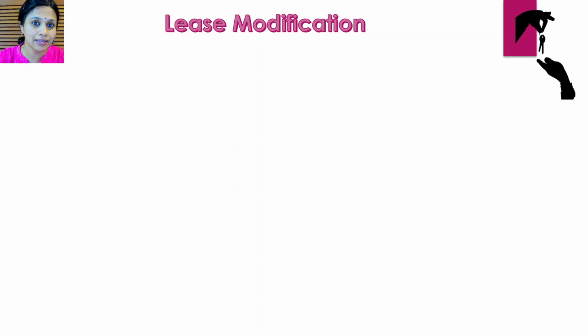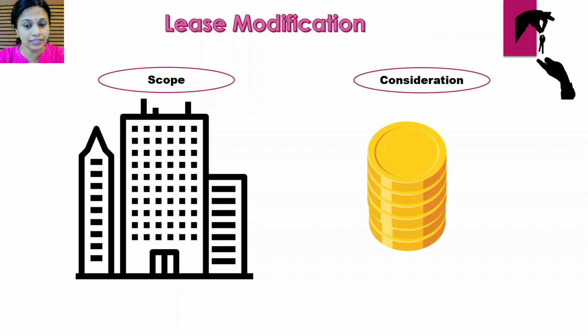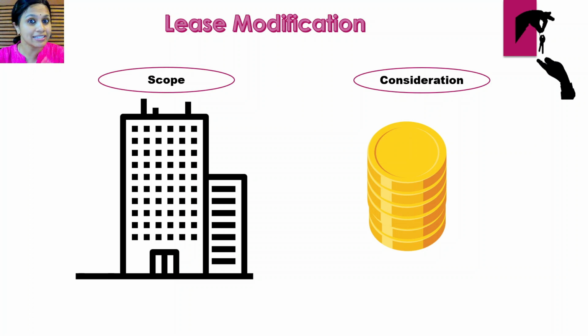Let us understand with an example. Now, let us say this is the original scope of the lease. That is, the lessee has leased these 3 buildings and they have agreed to this consideration. So now a few years after the date of the commencement, the lessee decides that it does not really need 3 buildings. It needs only 2. So the lessor and lessee agree to reduce the scope by 1 building. Accordingly, they also agree on a reduced consideration. Now, this change in the original scope or consideration of a lease is known as a lease modification.